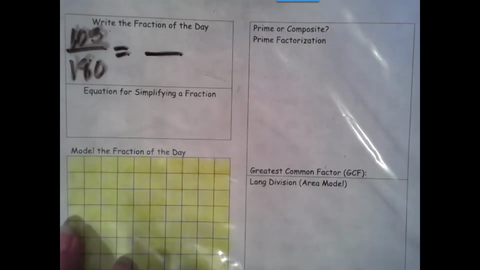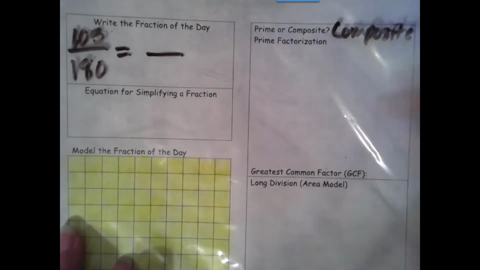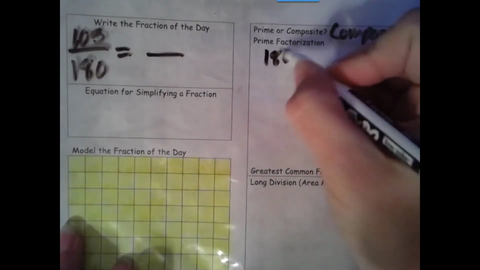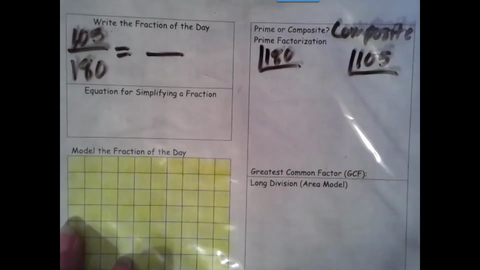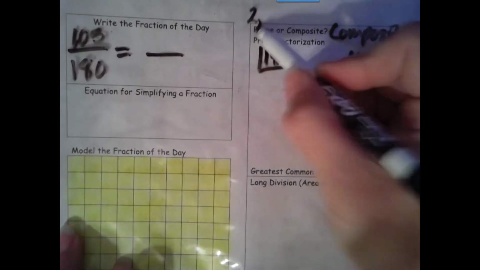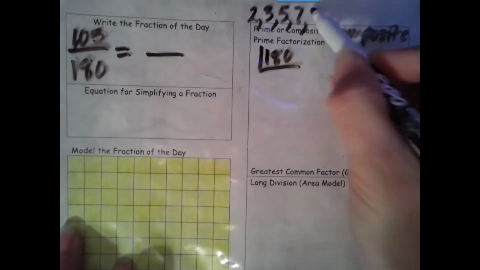Well, it ends with a 5, and that means that 5 is a factor, so we automatically have more than two factors, 1 itself and 5. So that means it's composite. And we will need to do our prime factorization, both our denominator and our numerator. So the prime numbers that we mainly use are our first 5: 2, 3, 5, 7, 11.